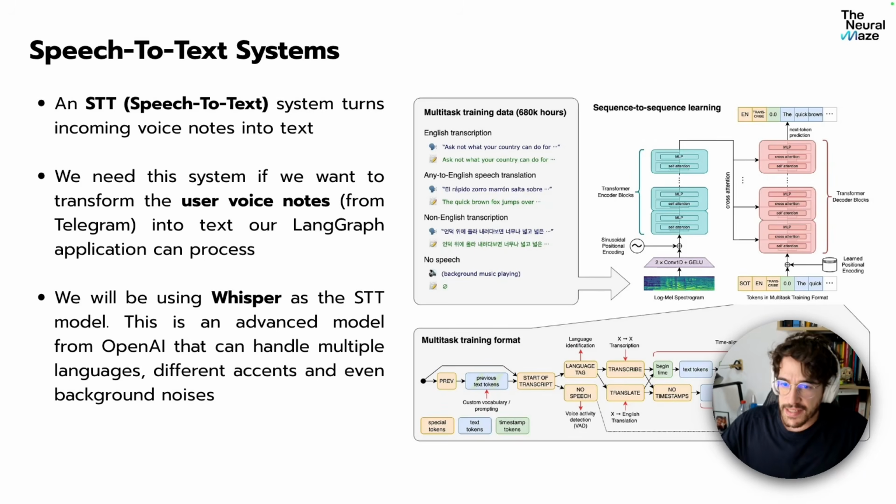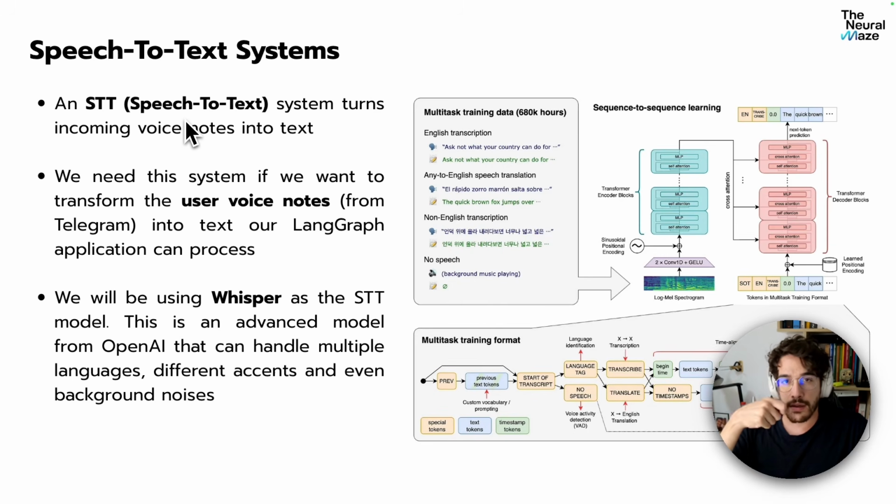Okay, so let's get into the next two systems, the STT system and the TTS system. The STT is the first one that we are going to cover, and the STT, the speech-to-text system, turns incoming voice notes into text, right? We need this system if we want to transform the user voice notes from Telegram into text our LangGraph application can process. What do I mean by this?